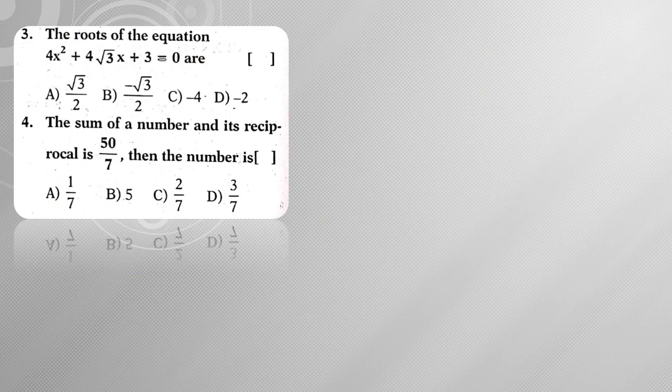Right. Next, moving on to question number 3. The roots of the equation 4x square plus 4 root 3x plus 3 is equal to 0 are. It's asking you to find the roots, so directly go with the formula. Since all are positives, as usual you write minus b plus or minus square root of b square, which is nothing but 4 root 3 whole square minus 4 into a is 4, c is 3, divided by 2a.